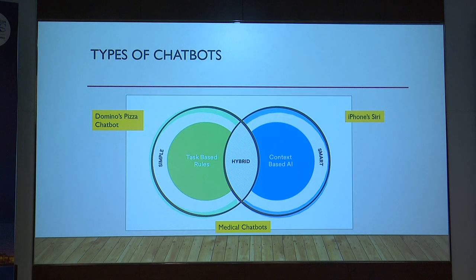And since we need simpler chatbots and more information-based ones, we need a balance between the two chatbots. So we have hybrid chatbots, which are used as medical chatbots, and they can understand intent and context, and this makes them a balanced tool to interact with the users.